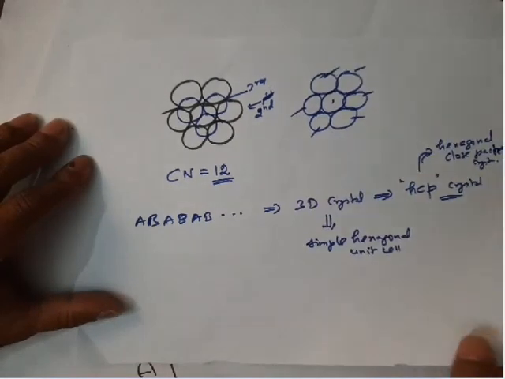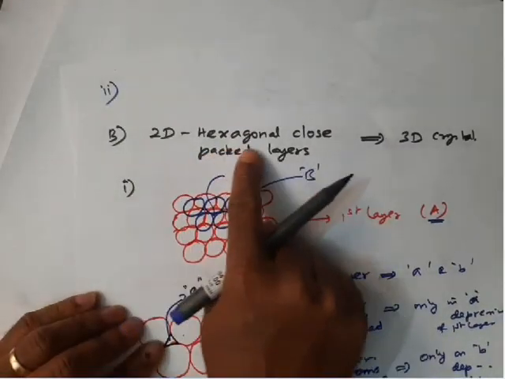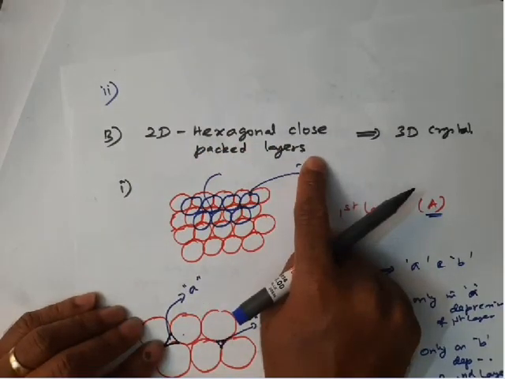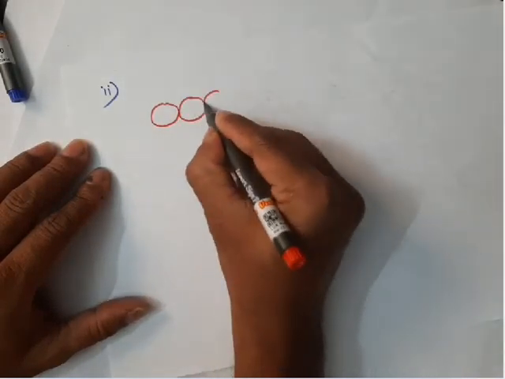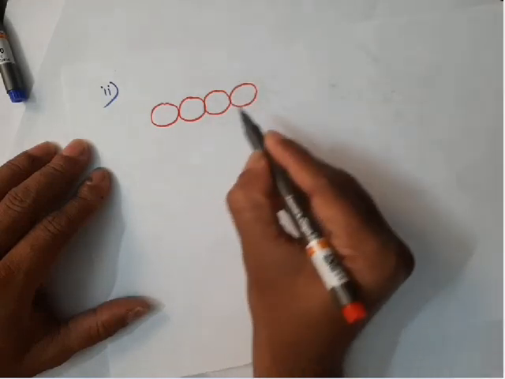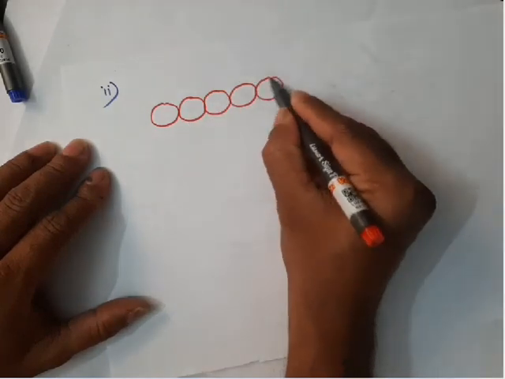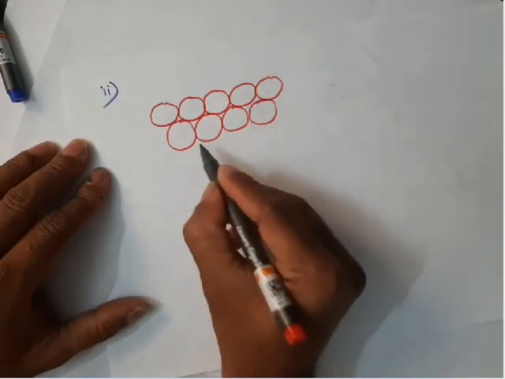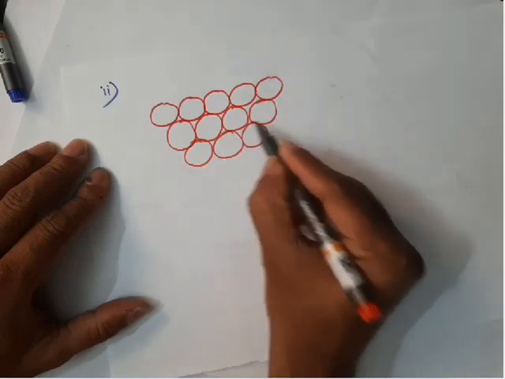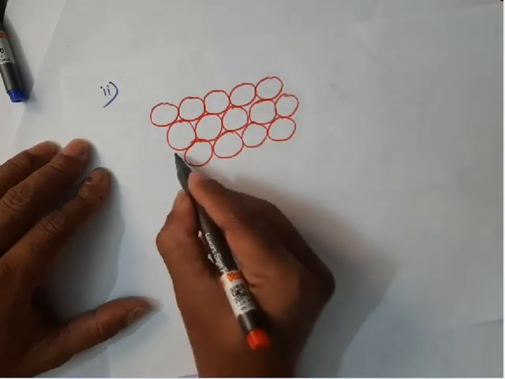Now, we have one more arrangement here. Let me show you in the next page. Number 2. You take two-dimensional hexagonal close packed layers, and place the layers in such a manner that, let me draw here. So this is the first layer of atoms. I'm just drawing roughly. This is the first layer atom.